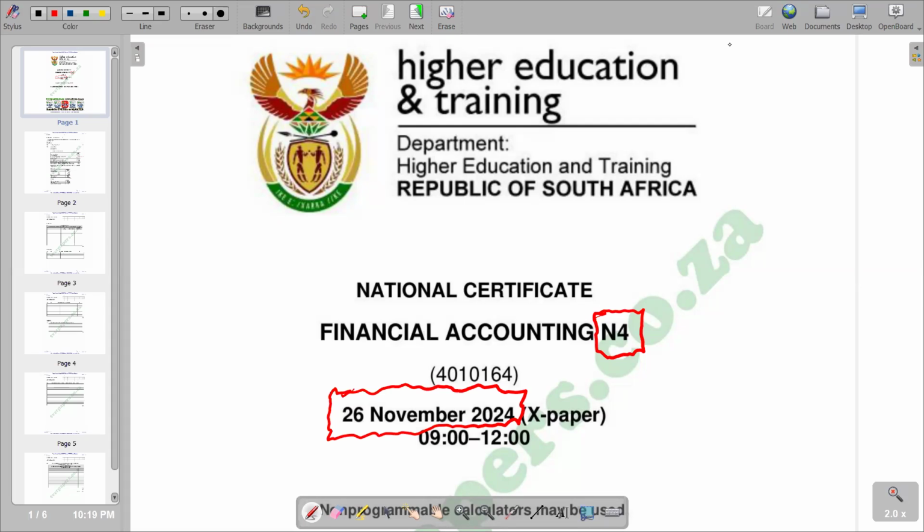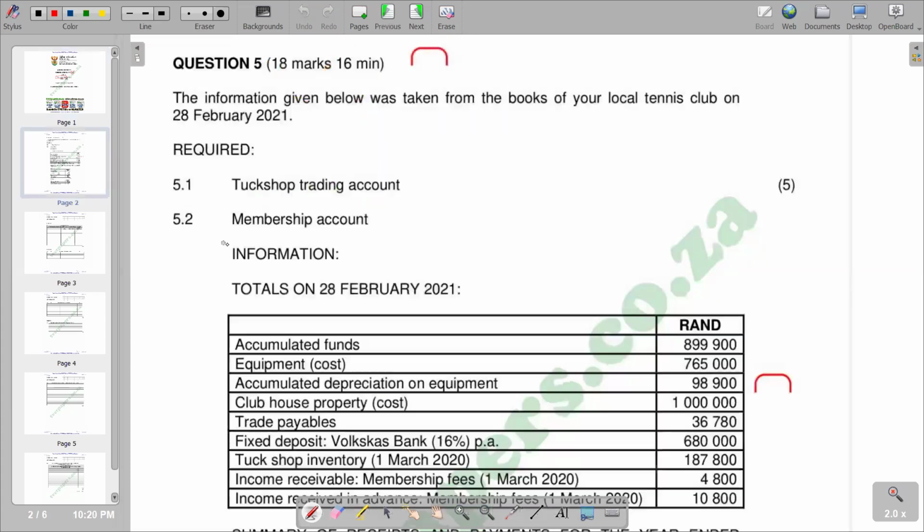In this video, I want to look at the preparation of the trading account, and also we are going to look at the preparation of the membership and fees account. So we're going to look at a question from the question paper of November 2024. Our question is question 5 on the question paper and requires you to spend on average 60 minutes. So this is the question that we have.